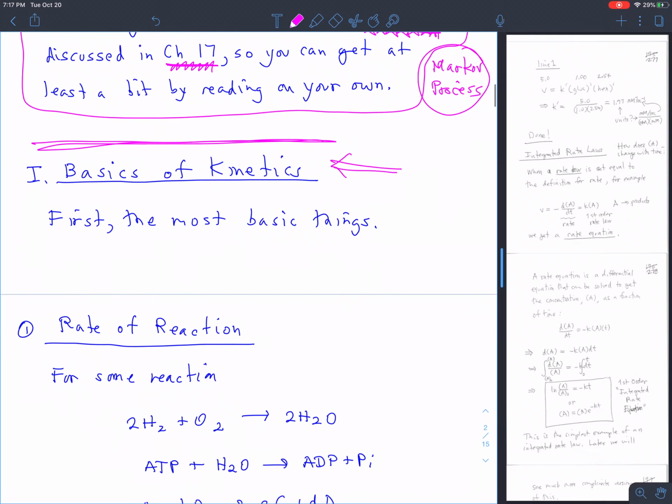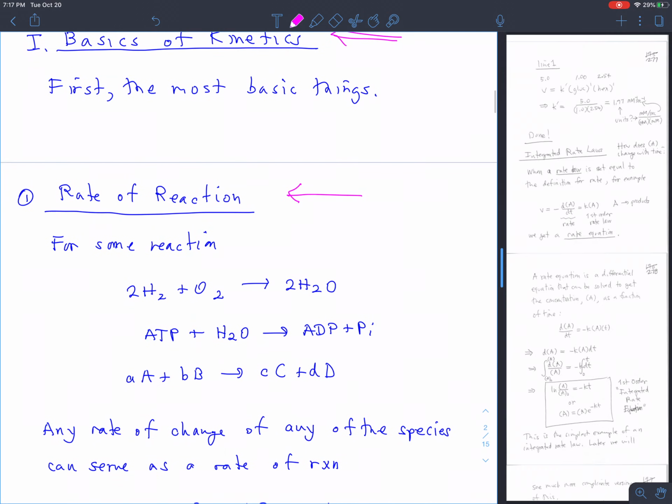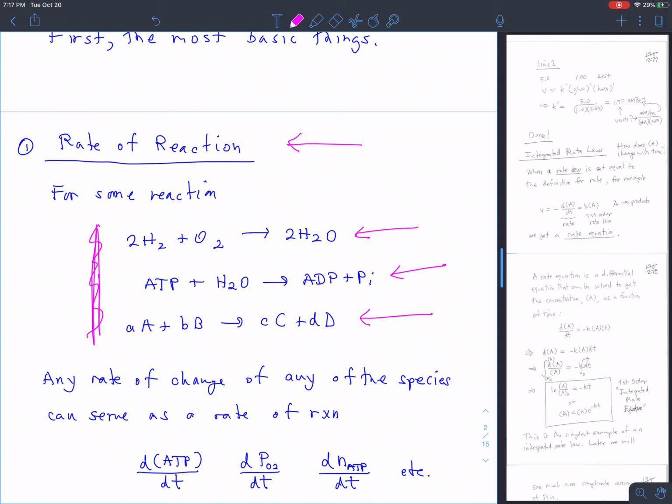So, the basic things. First of all, definition of what we mean by the rate of reaction. Let's suppose we have some chemical reaction here. I have 3 of them. The formation of water, the hydrolysis of ATP, and then a generic one with 4 reactants and products.